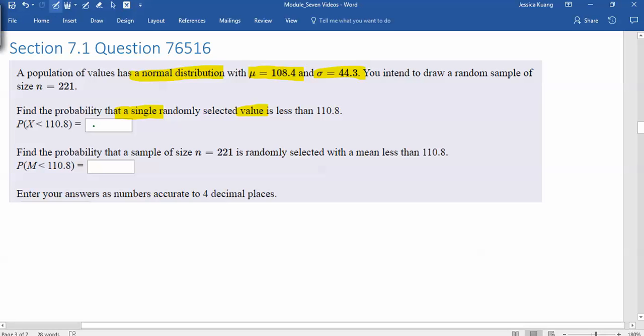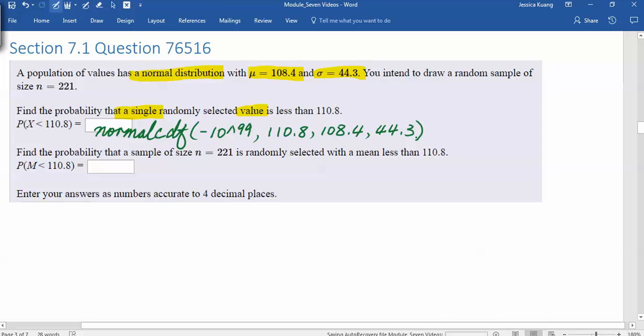And we know that the function we need to use is normal CDF. Less than means x goes from negative 10 to the power of 99 to 110.8, and the mean of this population is 108.4, and the standard deviation is 44.3.